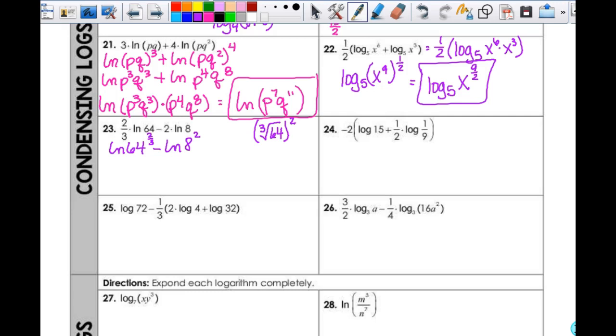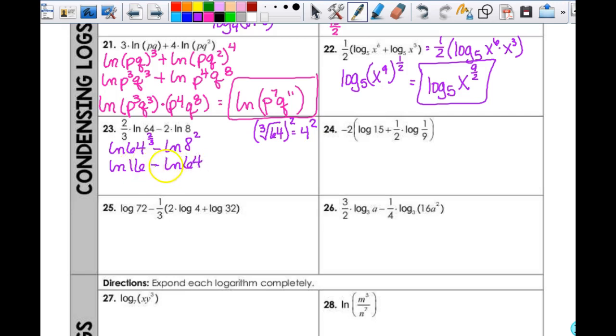So 2 times 2 times 2 is 8. 3 times 3 is 9 times 3 is 27. 4 times 4 is 16 times 4 is 64. Because I can double it and get 32, I double it again. So this is actually the same thing as 4 squared. And what's that? 16. So this 64 to the 2/3 power is 16. So this is the natural log of 16 minus 8 squared is 64, so the natural log of 64.